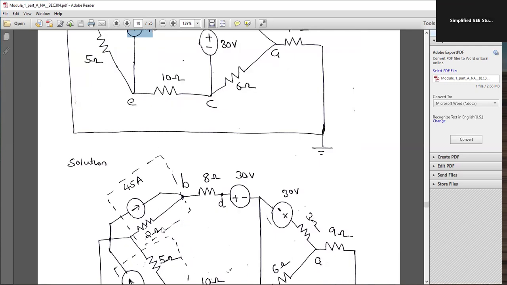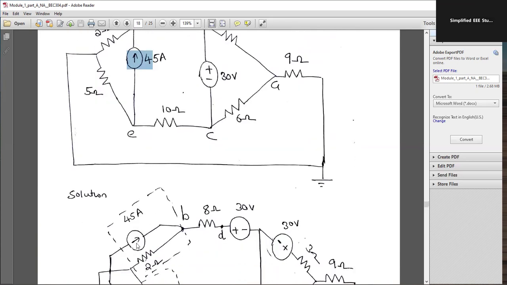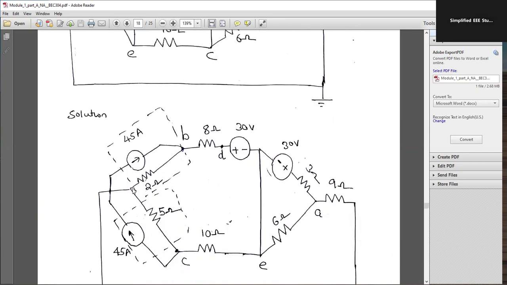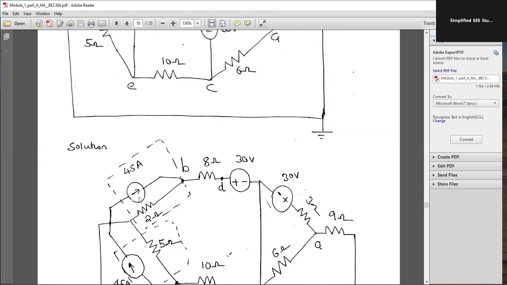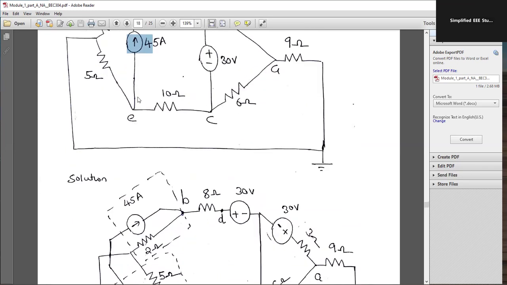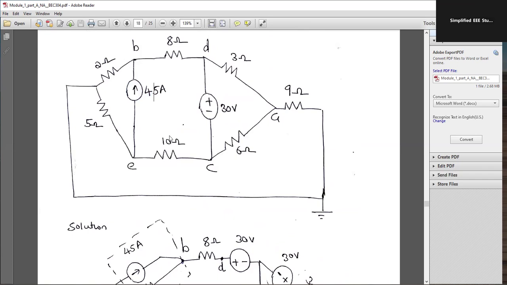Here we need to do some minor rearrangement. I am going to keep the 45 ampere like this, then the 2 ohm and 5 ohm in this particular fashion. One current source is on the upside, and the other one is on the opposite side. So I'm going to arrange it as 45 ampere with 2 ohm, then 45 ampere with 5 ohm. This combination I'm going to convert. Observe the first part here.